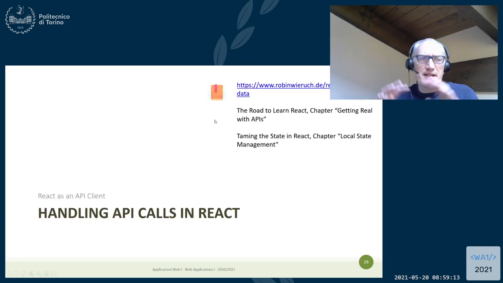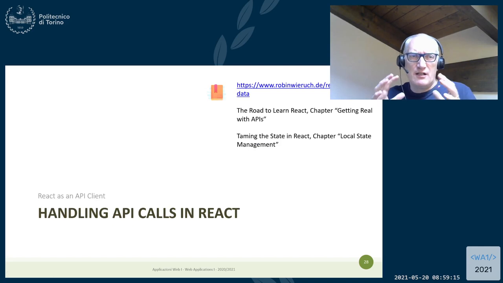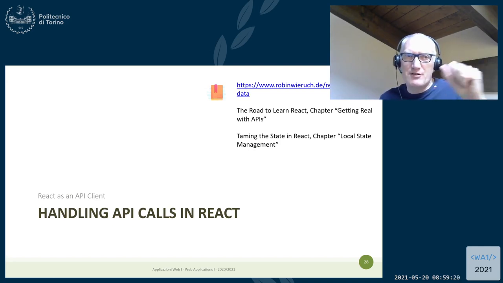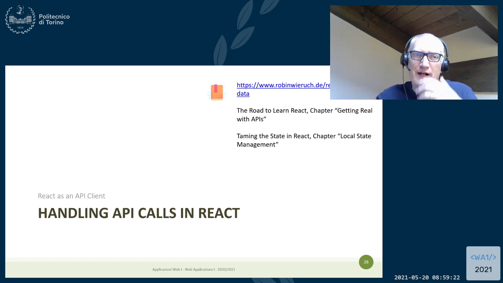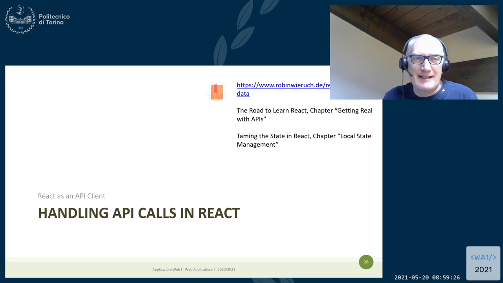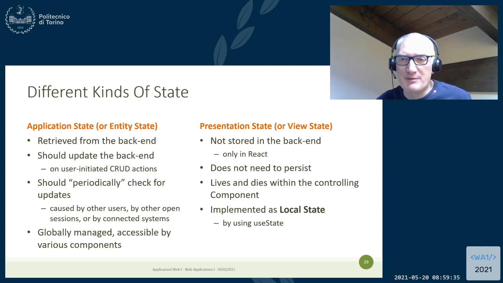Okay, so these are the basics. We have fetch for interacting with the server. We have the effects for handling the external data coming in and going out of our components. How do they fit together, and what are their problems in some cases?